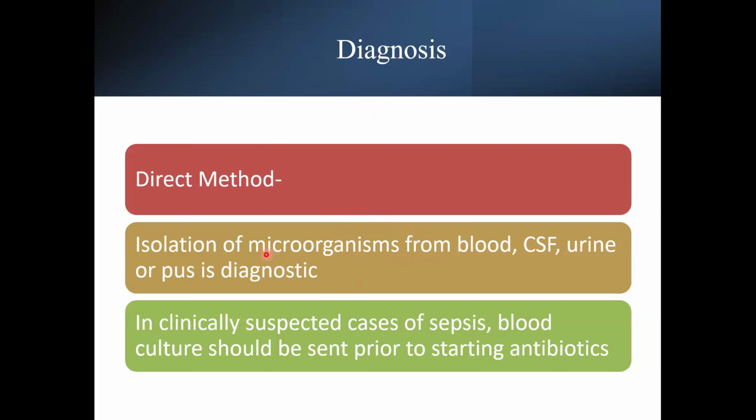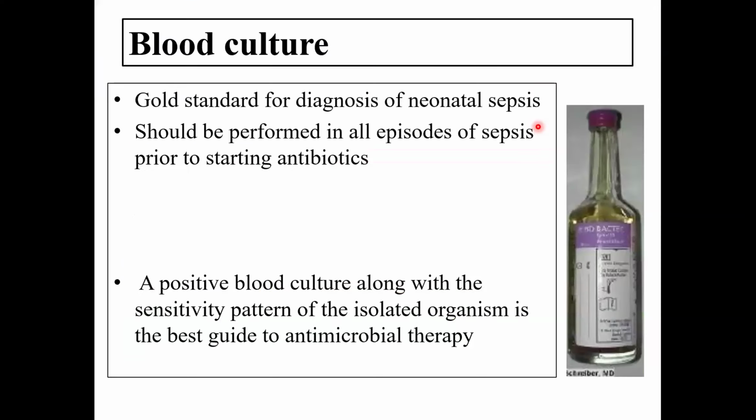So if clinical features are strongly suggesting sepsis, blood culture should be taken and antibiotic should be started. Right? We should not wait for supportive evidence. So blood culture is the gold standard. It should be performed in all episodes of sepsis prior to starting antibiotics. A positive blood culture along with sensitivity pattern of the isolated organism is the best guide to antimicrobial therapy. So always make sure we do adequate skin preparation, and collect at least 0.5 to 1 ml of sample for blood culture. So we have some indirect methods of diagnosing.